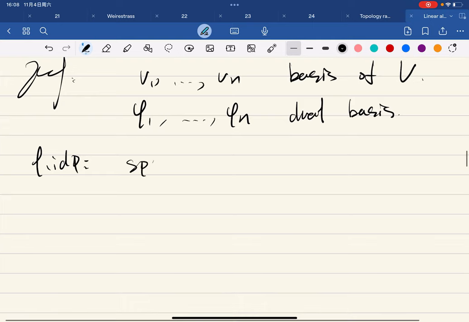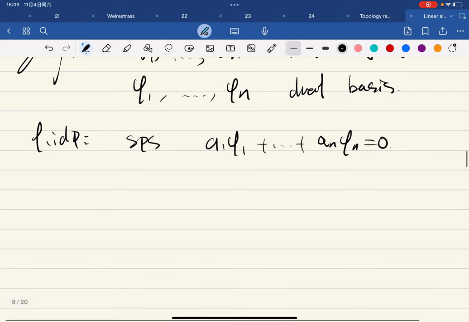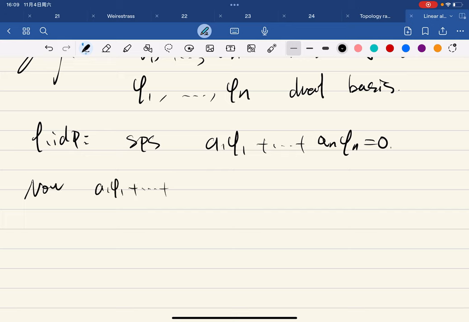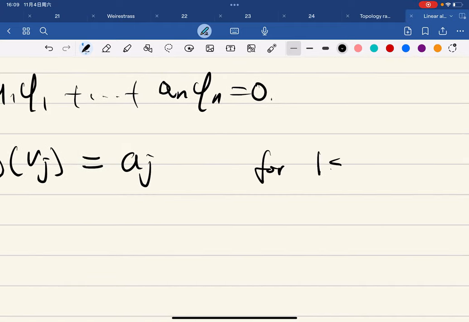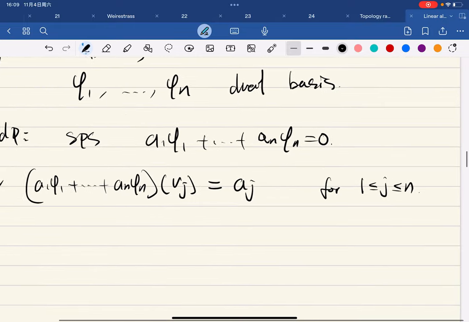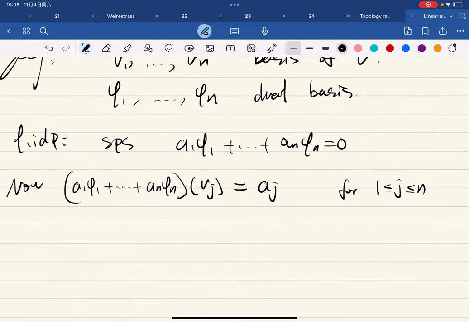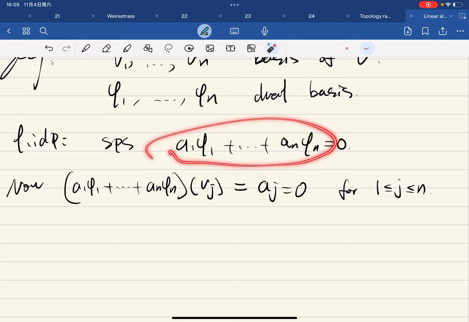So suppose we have A1 phi 1 plus ... plus AN phi N is equal to 0, right? And now we have A1 phi 1 plus ... plus AN phi N of VJ is equal to AJ, for 1 ≤ j ≤ n. This is equal to 0 because this is a 0 map, right?